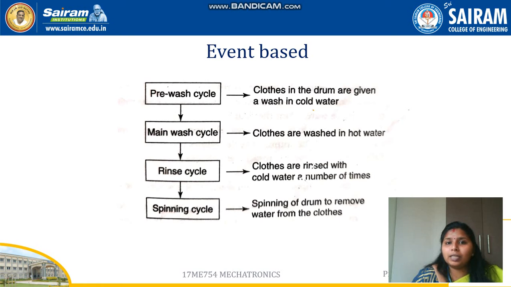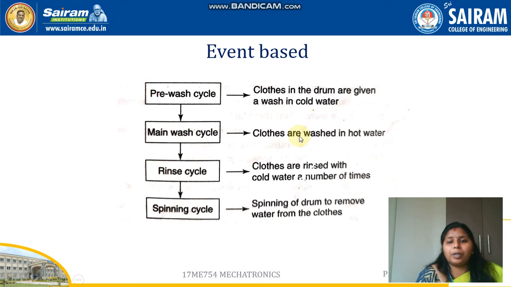The very basic example we can take for this is a washing machine. This diagram shows the 4 cycles that take place in a washing machine. It starts with a pre-wash cycle, main wash cycle, rinse cycle and a spinning cycle.